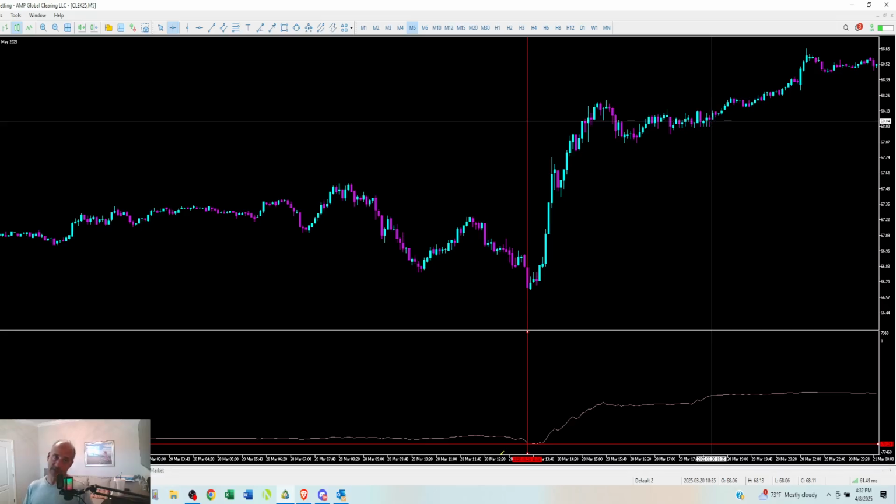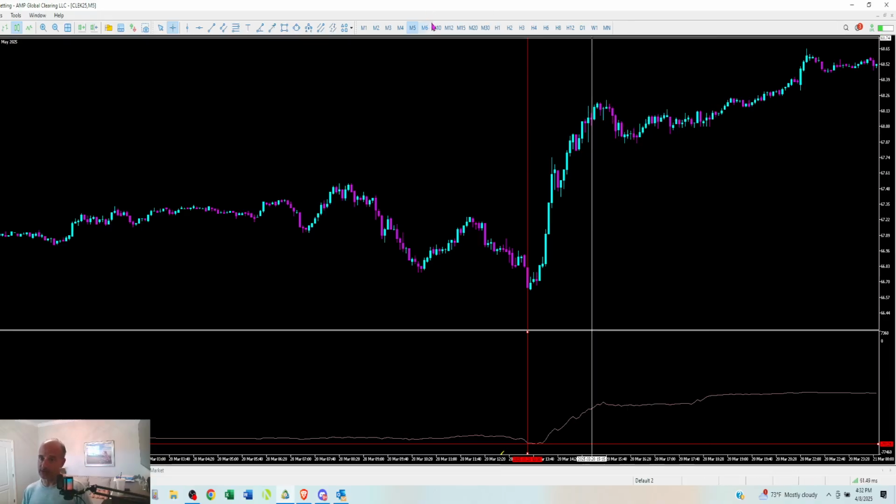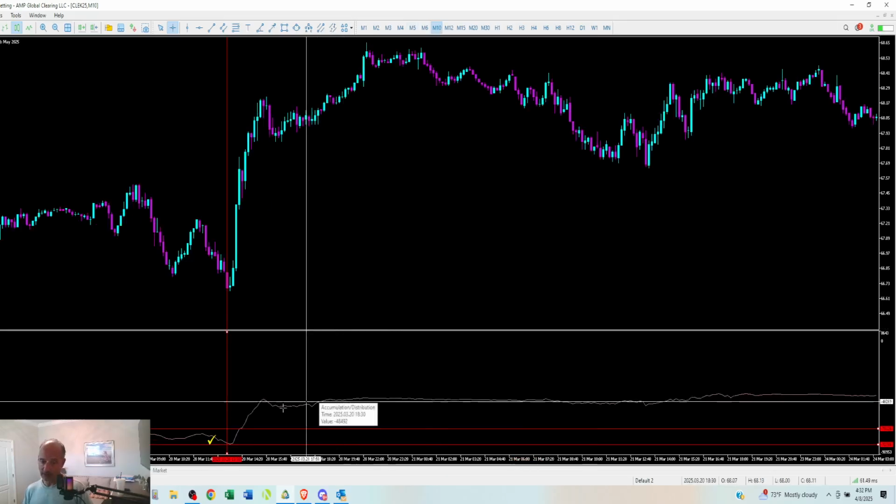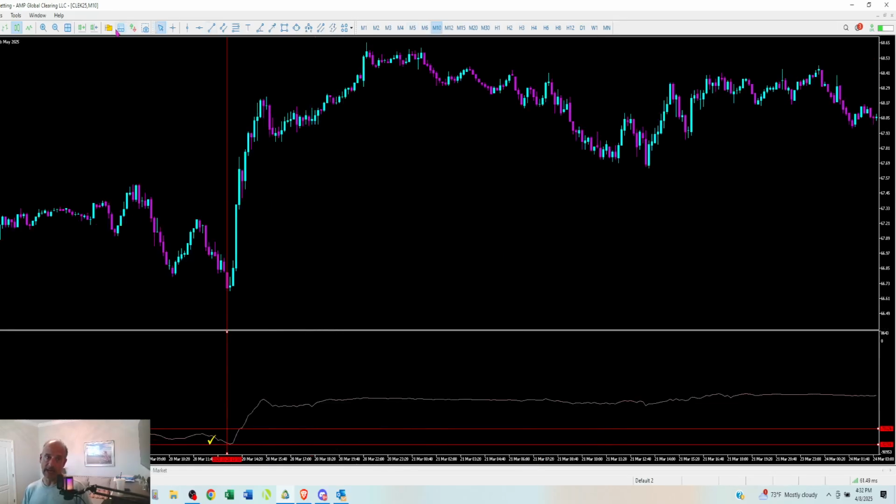You want to mark, in the case of these three assets, from about 2 or 3 o'clock the afternoon before up until the New York Open at 9:30 a.m. You mark out on your OBV or your AD indicator those zones.